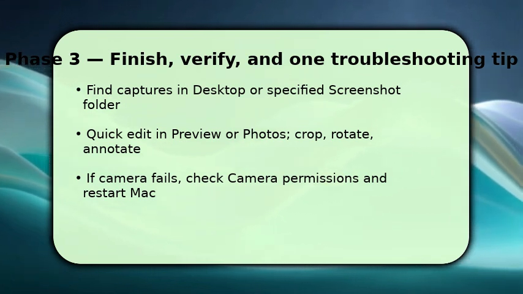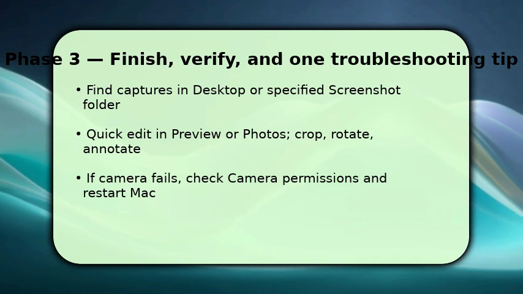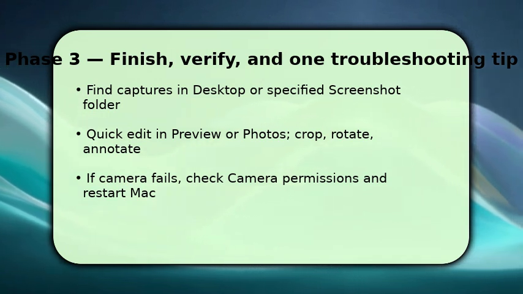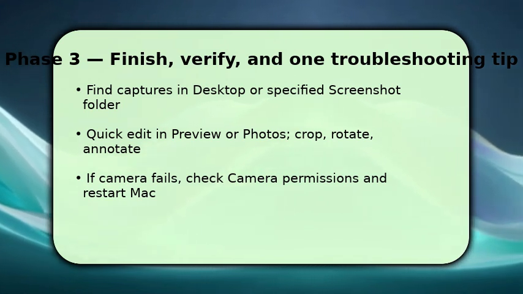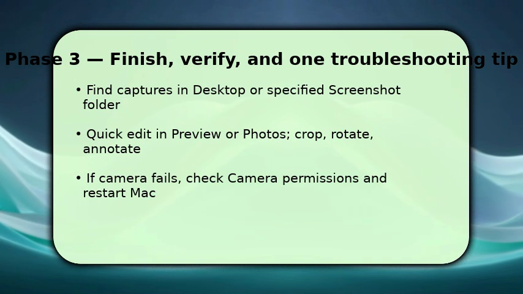If something goes wrong, first check System Settings, Privacy and Security, to confirm camera permission, then restart the app or Mac. If persistent, disconnect peripherals and test again, because simple restarts often fix camera issues.